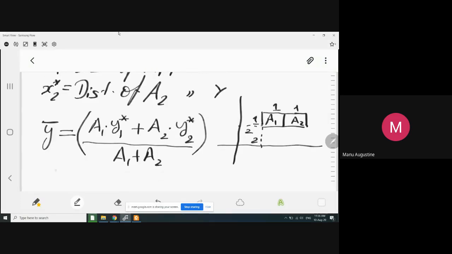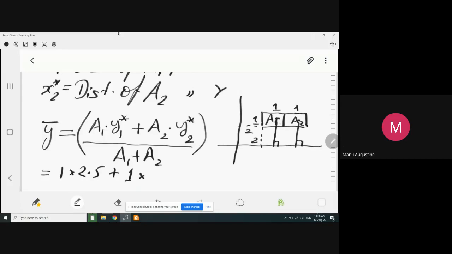Again, A1 is 1 multiplied by what is Y1 star? Y1 star is the distance of the centroid of A1 from the x-axis. This distance is 2.5, plus A2 is 1 multiplied by 2.5, again the distance of the centroid of A2 from the x-axis. 3.5? This is again 2.5. How could it be 2.5?